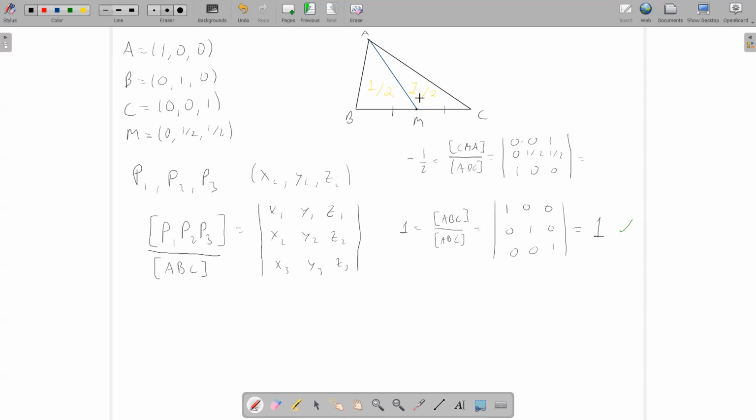And so if you look at this determinant, I'll calculate it by expanding by minors down this row. So we just get that this is 1 times the determinant 0, 1, 1/2, 1/2. And this determinant you can easily see is negative 1/2. And again, the signs all check out.